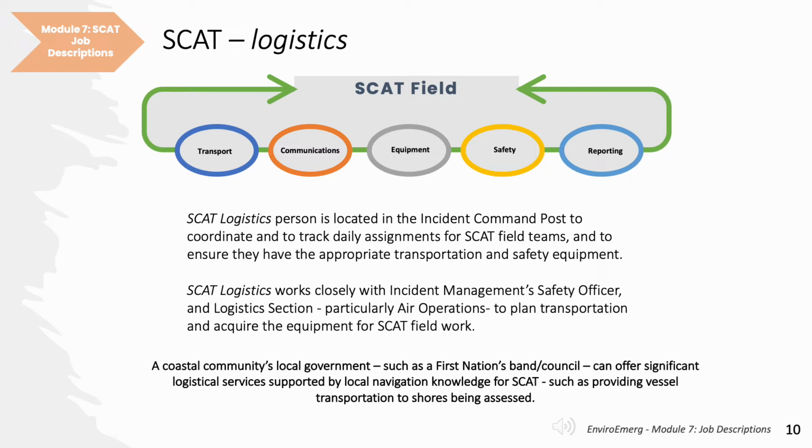For a large marine oil spill, it's important to have a person located in this command post to coordinate and track daily assignments of the SCAT field teams to ensure they have the appropriate transportation and safety equipment. That's the role of SCAT Logistics, who works closely with the Incident Management Safety Officer and Logistics section, particularly air operations, as helicopters become a very important resource for SCAT.